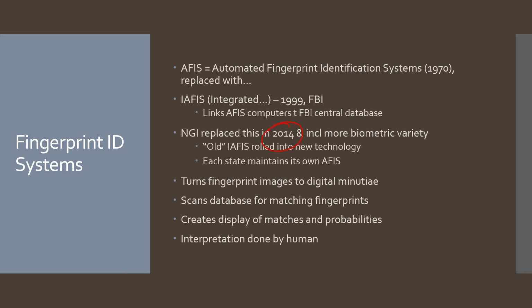In 2014, we've talked about this, the NGI replaced AFIS entirely, or more appropriately, it kind of swallowed up the role of AFIS and then added a bunch of extra stuff to it, like facial recognition information, iris scans, etc. Each state does still maintain its own AFIS, but it uploads all of this information into the NGI for cross-referencing. It includes a lot more biometric variety. It holds DNA and stuff too.